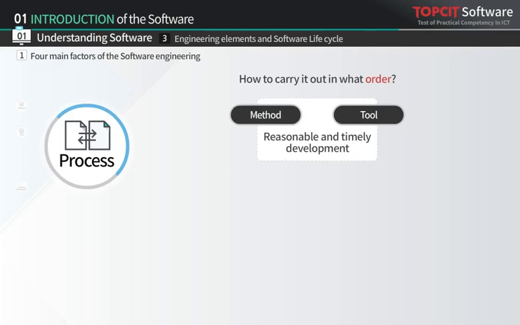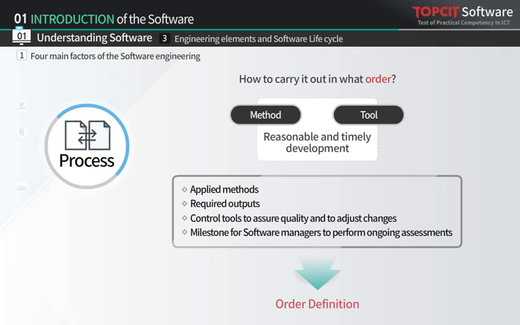Process is related to a procedure regarding in what order we carry out work. The procedure combines method and tool to develop software in a reasonable and timely manner. In other words, it defines the sequences of applied methods, required results, quality assurance, and control to help adjust changes, and milestones for software managers to check the progress.